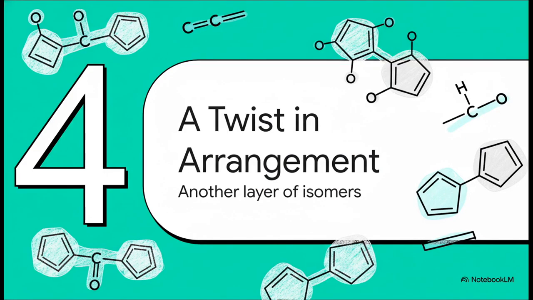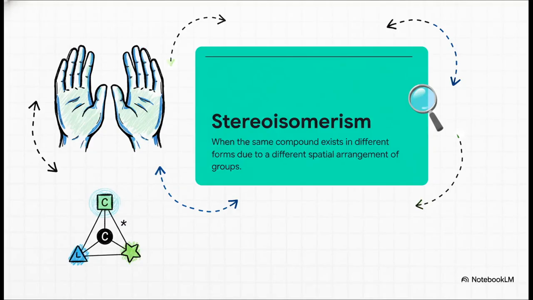But wait, it actually gets even more interesting. Aldose-ketose isomerism is just one type. There's another fascinating layer to how molecules can be the same, but different. The rabbit hole goes a little deeper. And that next layer is called stereoisomerism. Now in this case, the atoms are connected in the exact same order, but they're arranged differently in 3D space. The best way to think about it is like your left and right hands. They're mirror images, but you can't perfectly stack them on top of each other.